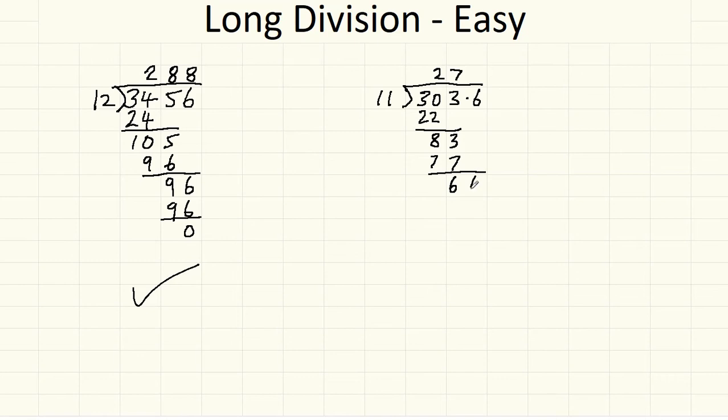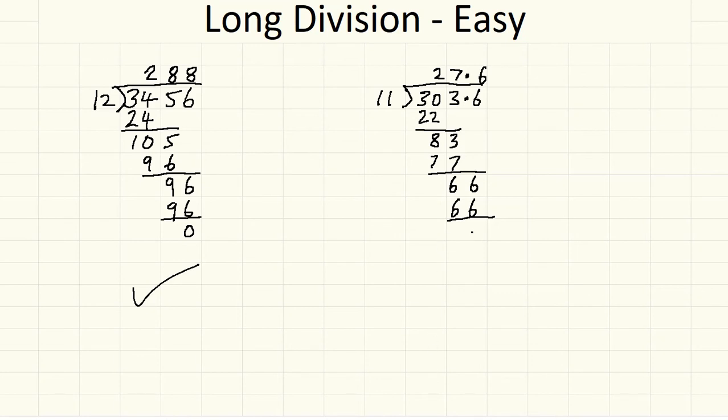Bring down the 6. Now in this one, you've got to be careful and remember where your decimal point is. If you've lined all these up okay, then your decimal point is exactly above the decimal point here. Okay, 11s into 66 go 6 times. 6 11s are 66. That's an exact match again. So that is our answer, 27.6.